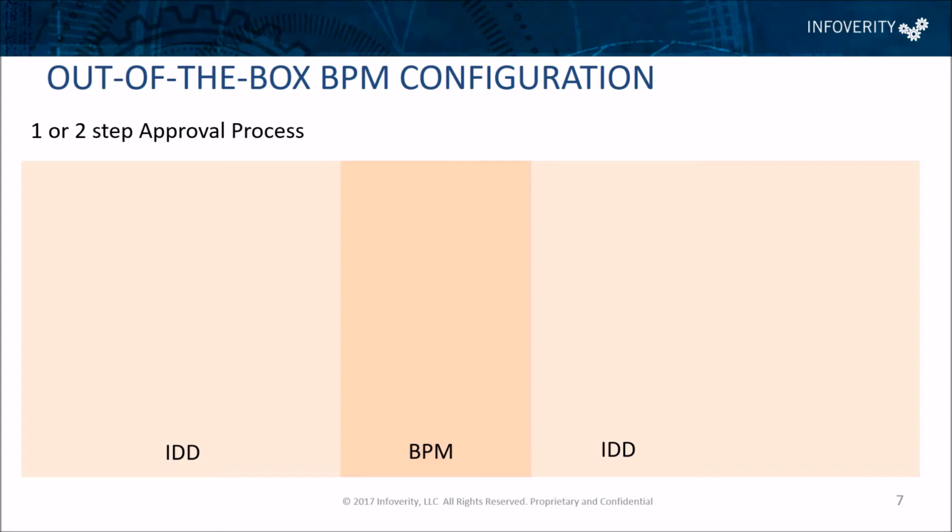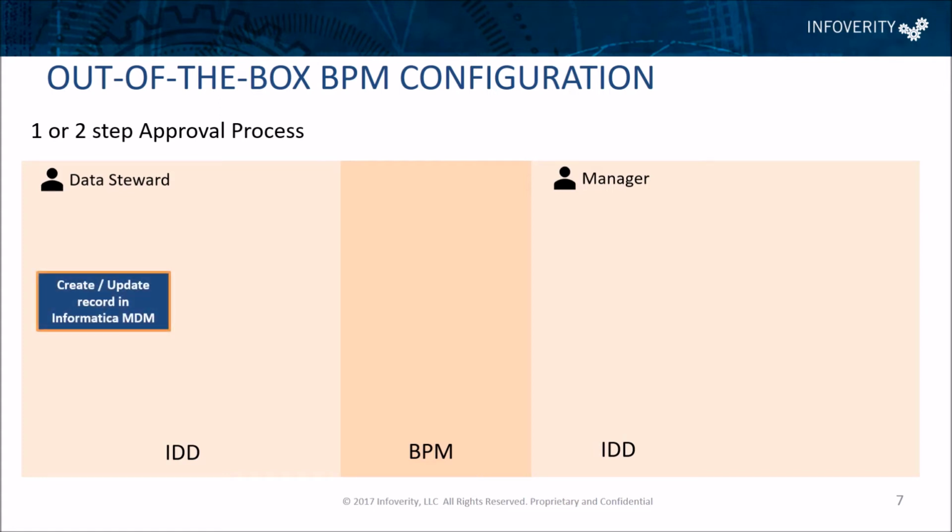Let's suppose that there are 2 users who take part in approving records, data steward and manager. When a record is created or updated by the data steward, changes do not take effect immediately in the master catalog. Rather, a record in a pending state is created. BPM takes it from here and creates an approval task, assigning it to a user with a manager role.